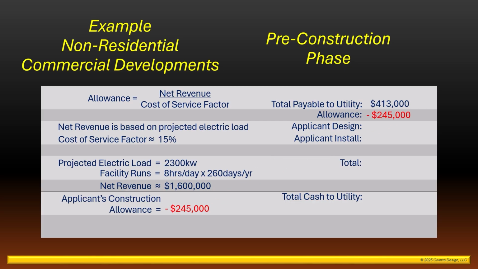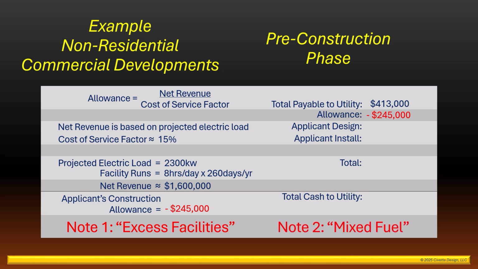Before we move on, it's important to note Rule 15 includes a provision called excess facilities. If the loads provided by the applicant to the utility are greater than what is actually utilized, the applicant may be subject to additional costs or penalties. Also, recent revisions to the rules have eliminated allowances for most mixed fuel projects. If the project is installing both electric and natural gas, it may not be eligible for allowances. Check with your local utility representative for assistance determining allowances on your project and whether your project is affected by the new mixed fuel rules.